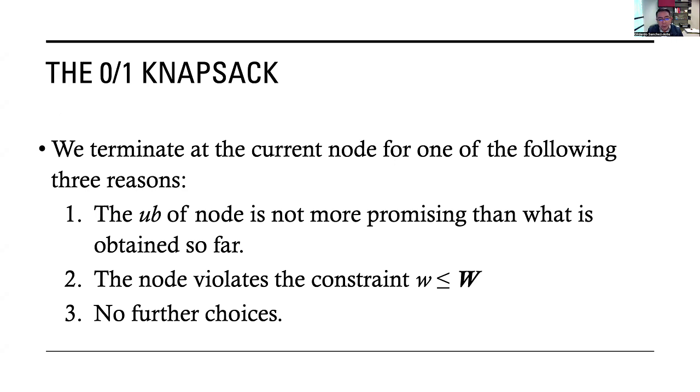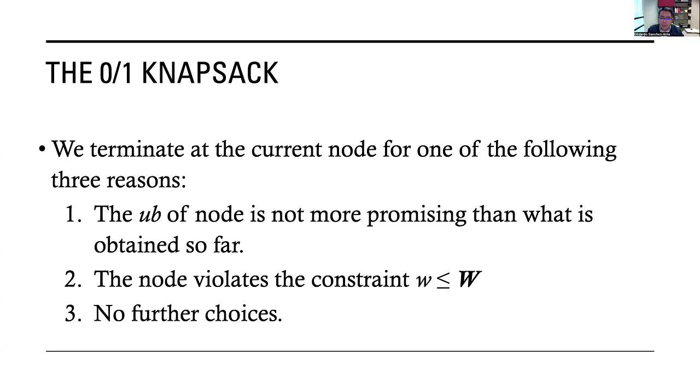And we also need to mention when we are going to stop exploring at the current node in the process. And that will happen when one of these three reasons is true. The first one is that the upper bound of the node is not more promising than what we have obtained so far.